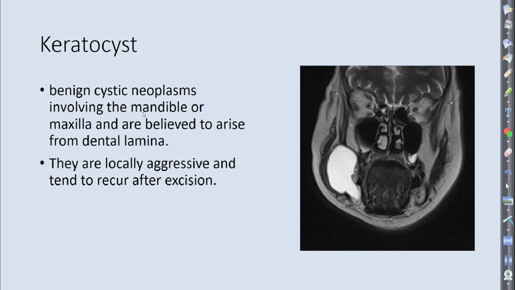Keratocyst. These are benign cystic neoplasms involving the mandible or maxilla and are believed to arise from the dental lamina. So if you see on a T2 weighted image here, if we see bright near the mandible, it could be a keratocyst. They are locally aggressive and tend to recur after removal. So once they've removed it, they tend to go back.